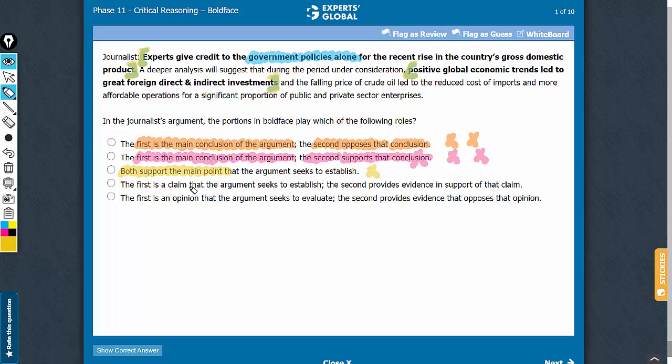Look at answer choice D now. Yes, the first is a claim, but the argument seeks to refute this claim. So answer choice D cannot be correct. And no, the second does not provide evidence in support of the claim. The second boldface provides evidence against this claim here. So even this part is not correct. A lot wrong with answer choice D.